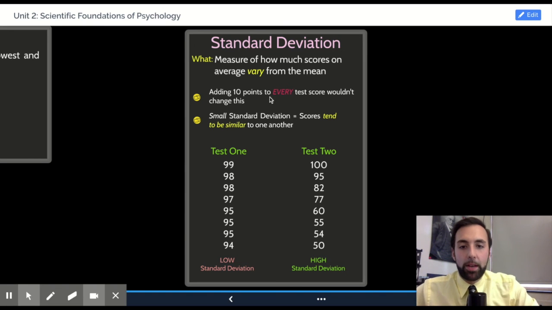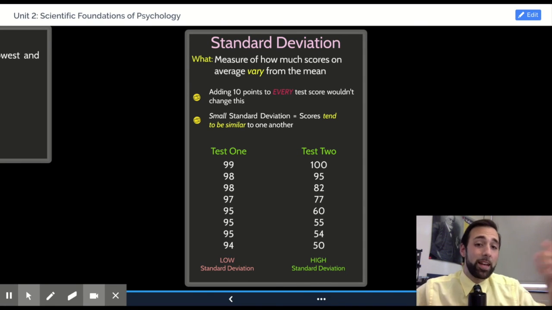Now, this caveat here, if you really understand standard deviation, this will make sense. If I added 10 points to every single one of these scores, it wouldn't affect the standard deviation, because this would turn into 109, 108, 108. All of these scores would still be really close to each other because I added 10 across the board. Alternatively, the same is true for test 2. If I added 10 to all of these, yeah, this would go to 110, this would go to 60, but it wouldn't change how much they vary from each other. They would still be incredibly spread out.